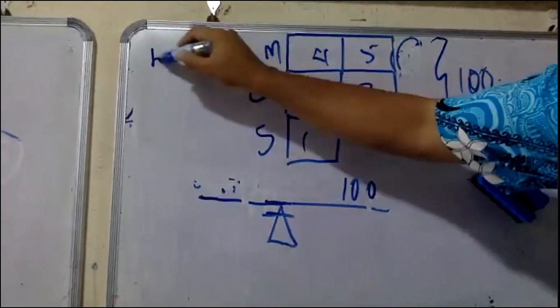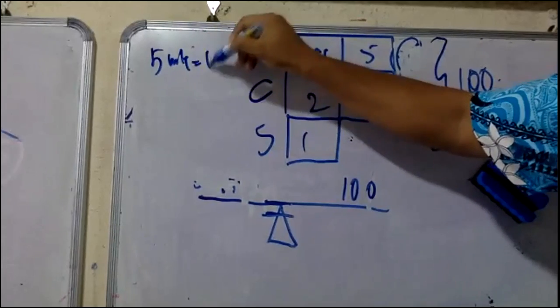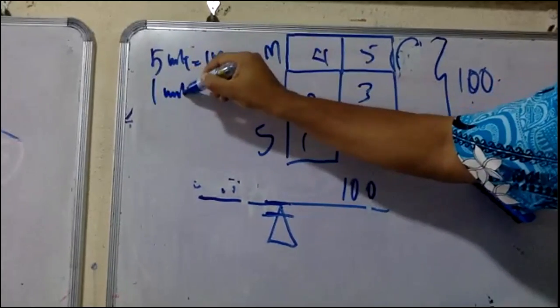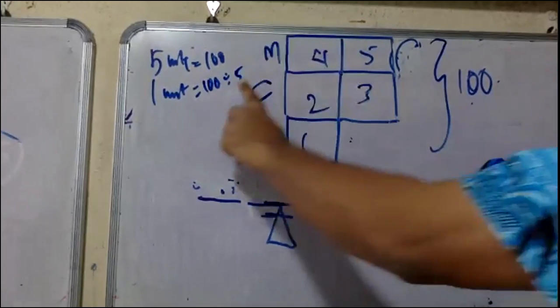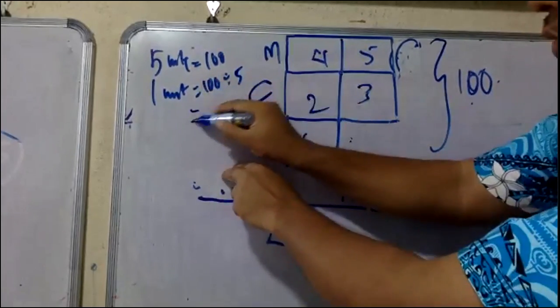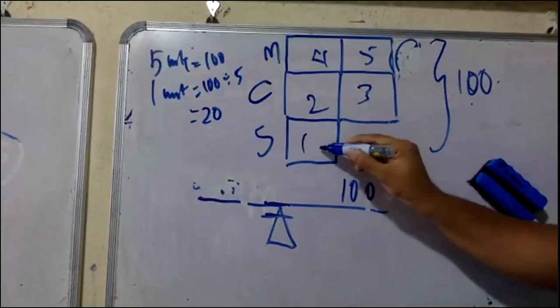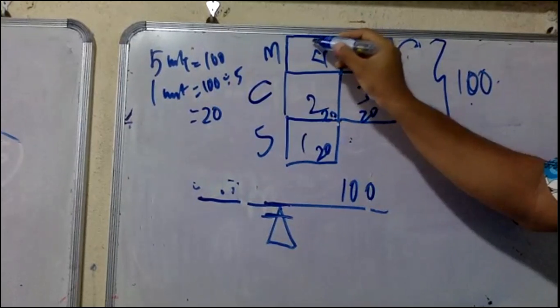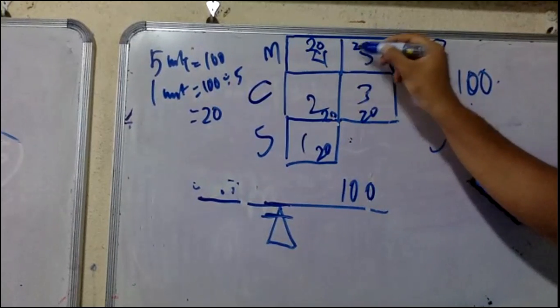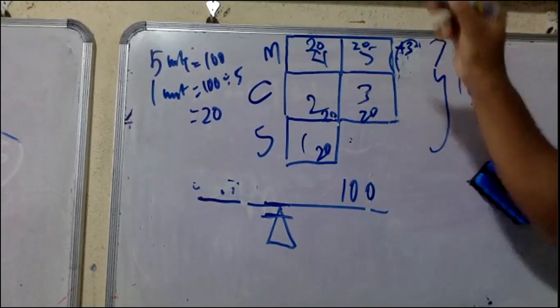So 5 units is 100. 1 unit is 100 divided by 5. 10 divided by 5 is 2, so 100 divided by 5 is 20. So this is 20, this is 20. There's 40 cookies. Muffins, 20, 20, 40. Plus 3, 43.